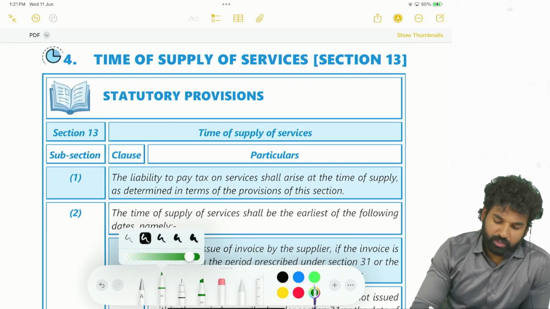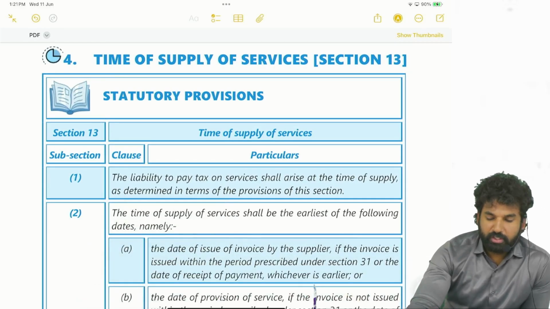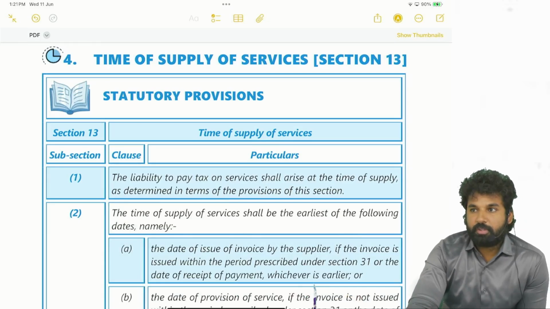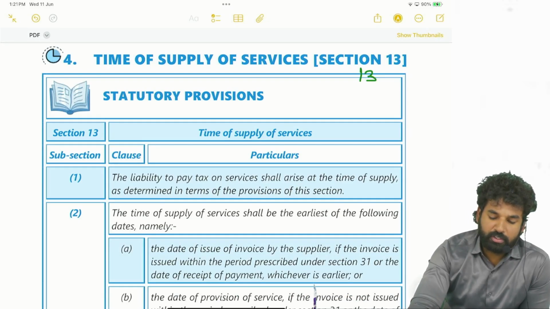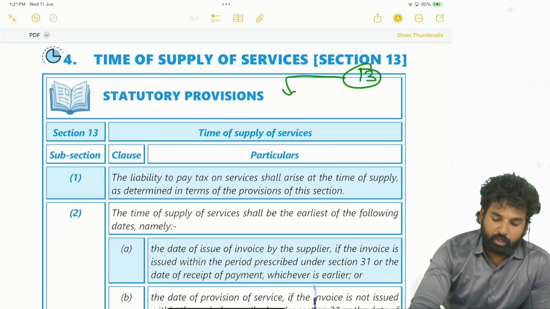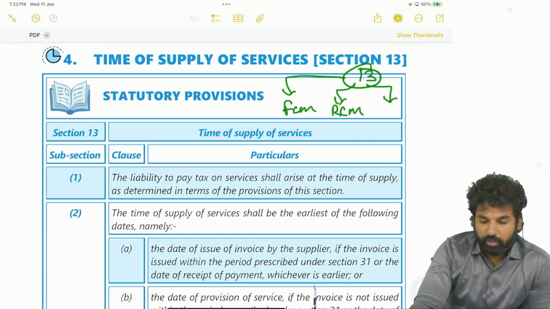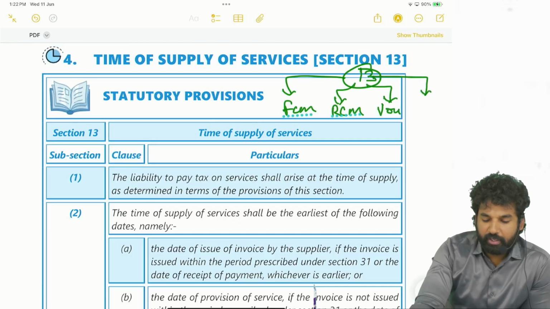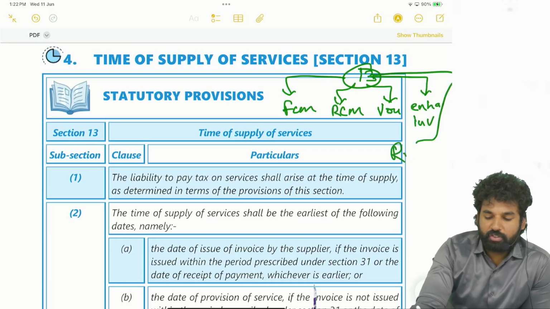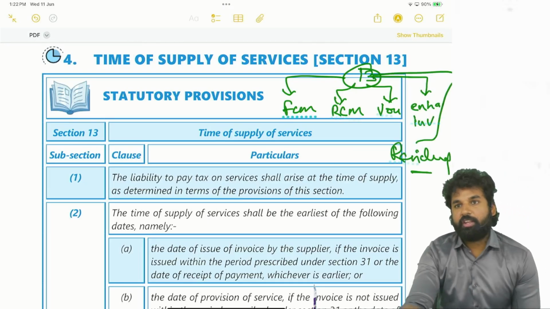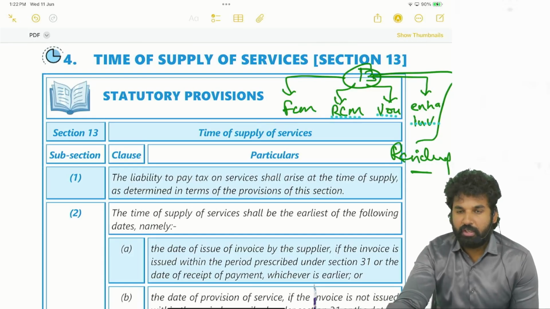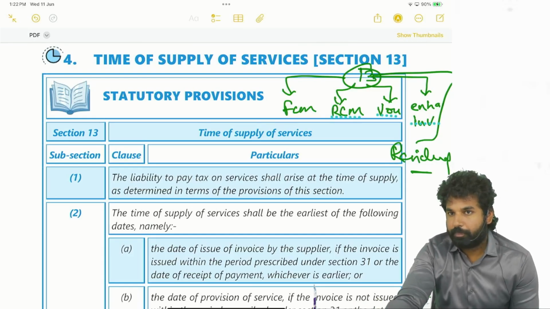Now we are moving to section 13. Right. So in section 13 we are going to discuss 6 subsections, where we are going to talk about time of supply of services under forward charge mechanism, under reverse charge mechanism, in case of supply of vouchers, in case of enhancement in value, and in residual cases. Just like section 12, we are going to study section 13 as well. So in this also, the 5 provisions need to be understood.